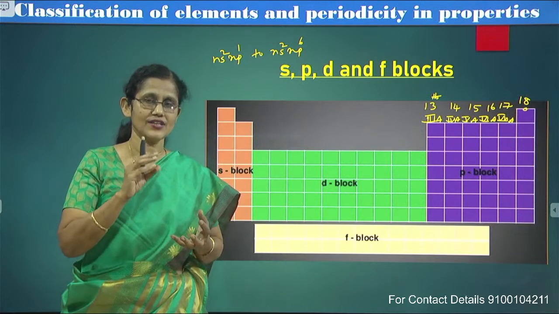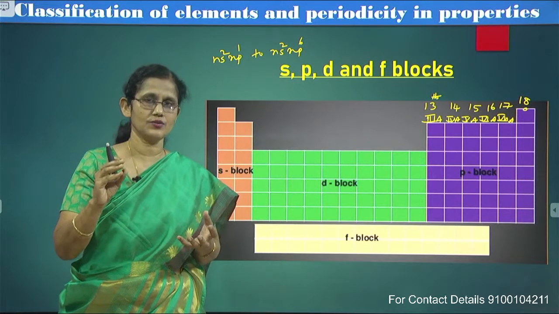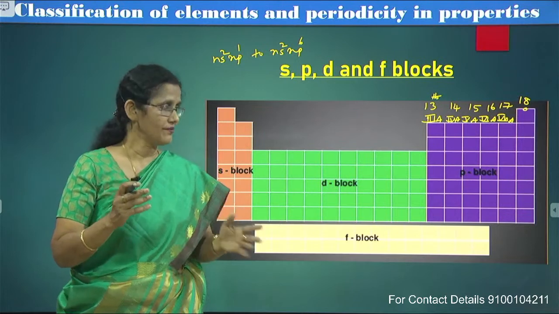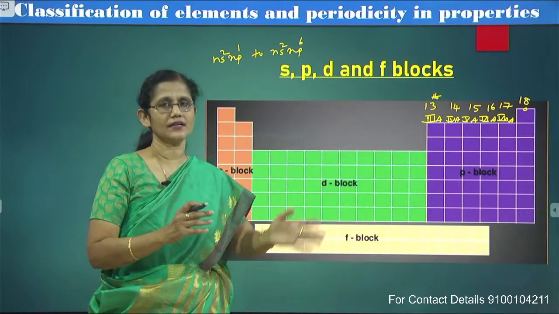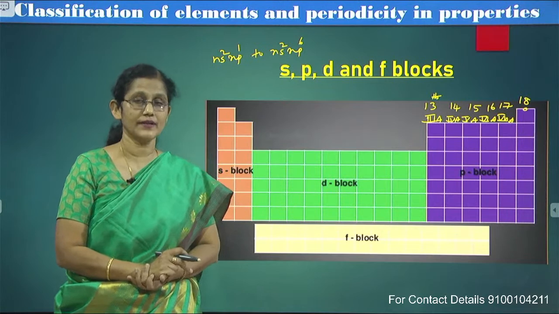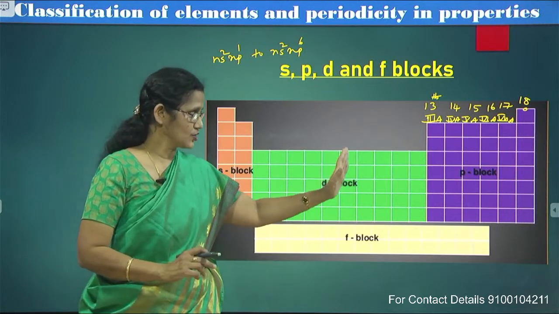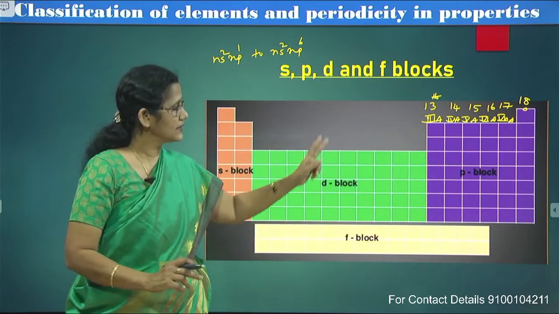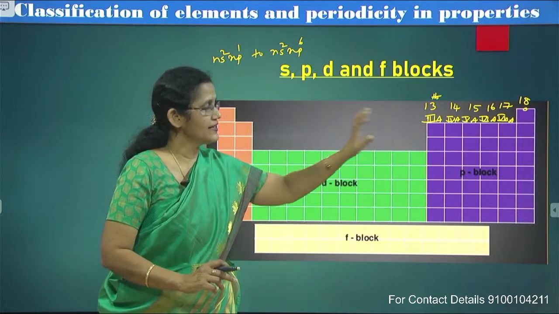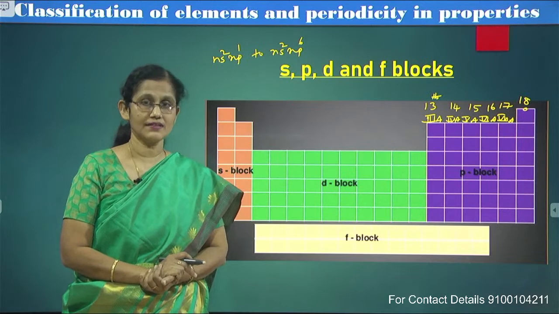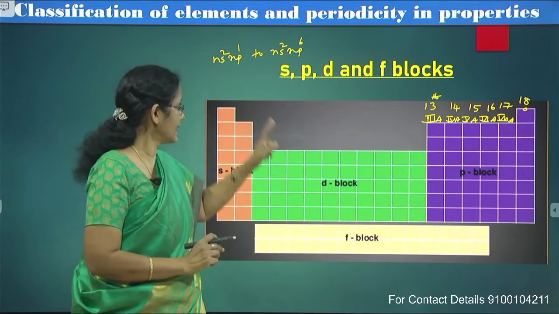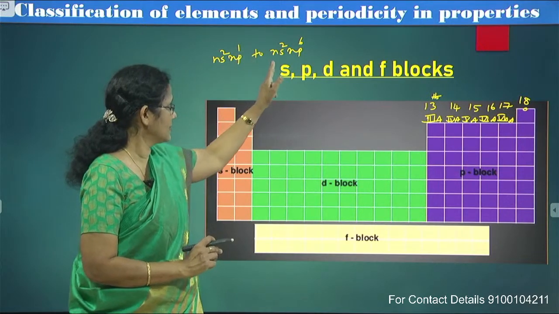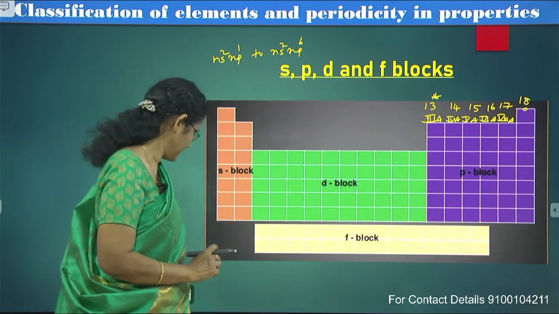What are p block elements? If the differentiating electron enters into the p orbital of the outermost shell, they are called p block elements. How many groups are there? There are 6 groups, from 13th to 18th, or 3A to 7A and the 0 group. What is their valency configuration? ns2 np1 to ns2 np6.